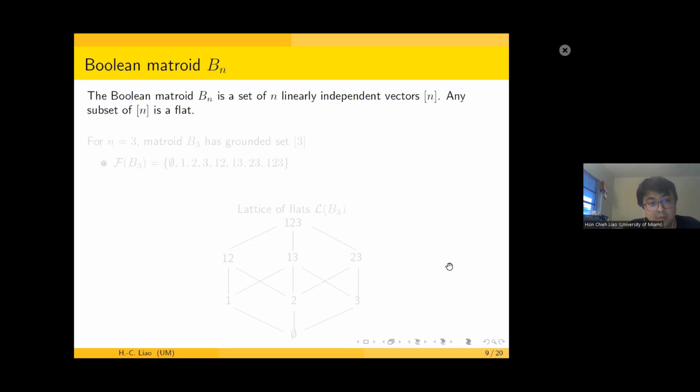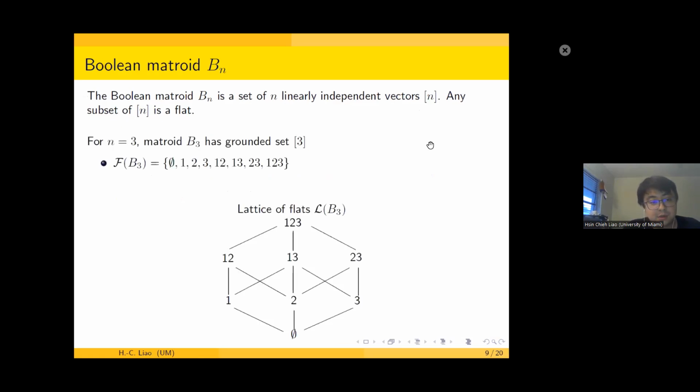And what we care about is the Boolean matroid. Basically, it's just the set of linearly independent vectors, and its flats are just all the subsets of the set 1 to n. So, for example, when n equals 3, this Boolean matroid B3 has ground set 1 to 3, and all the flats are just all subsets of 1 to 3. So are these things, and the lattice of flats is just the Boolean lattice.